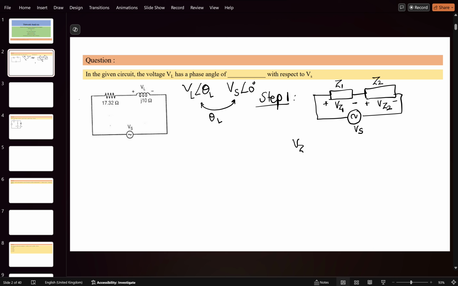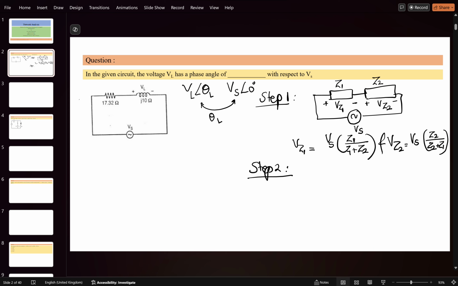So VZ1, by the voltage division principle, will become VS times Z1 divided by Z1 plus Z2. This is the voltage across Z1. And the voltage across Z2 will be VS times Z2 divided by Z2 plus Z1. So this is the voltage division principle in circuits. What is step two?